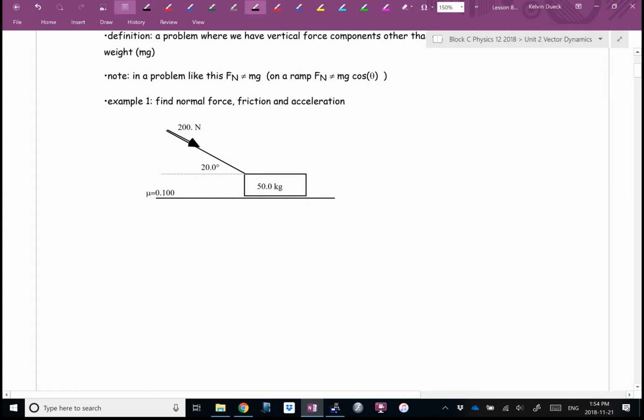What's this question wanting me to find? It says find the normal force. Let's call that part A. Find friction. Let's call that part B. Find acceleration. Let's call that part C.